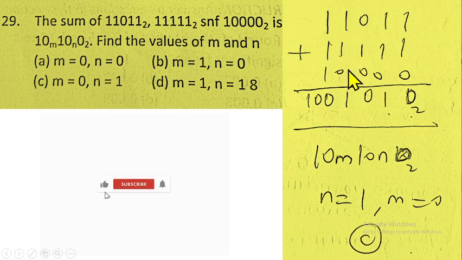Then 2 in 3, that gives us 1, remainder 1. So you write 1 here, you keep the 1. Then add the 1 here, that gives us 1 plus 1 plus 1 plus 1, that gives us 4. We cannot write 4 down. What do we do? 2 in 4 will give us 2, remainder 0. So we write 0 down.